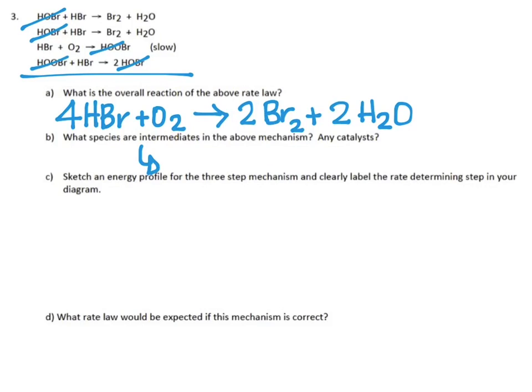All right, so some of those that we crossed out, HOOBr and HOBr. Which one is an intermediate? Which one is made and used up? HOOBr. And who's a catalyst? Who is put in there at some point and then spit out at the end? HOBr.